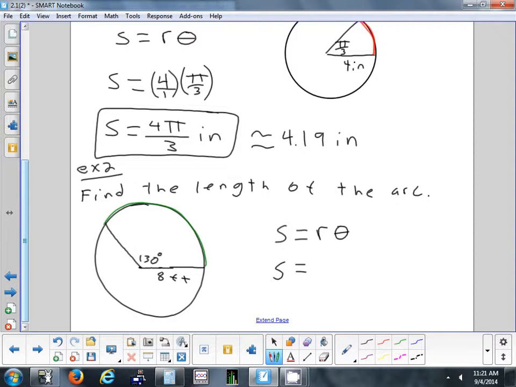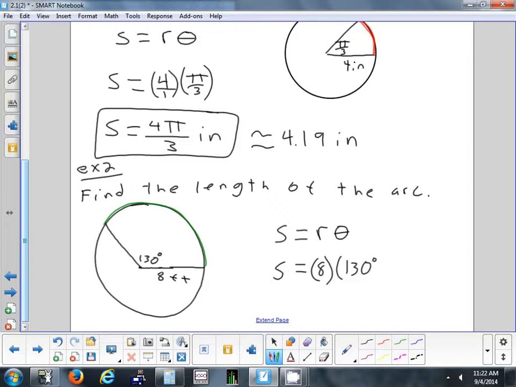Okay, my radius, how about Michaela? What's my radius? 8. And Sean, what's my angle? 130. Any thoughts about using this angle in this problem? You have to put it in radians before. Right. First thing we have to do is change 130 degrees to radians.